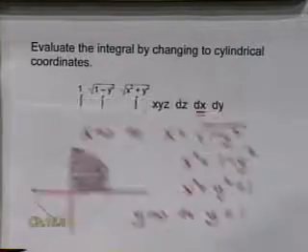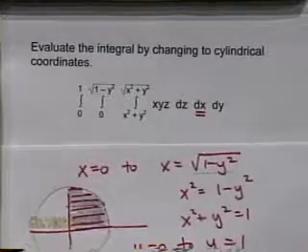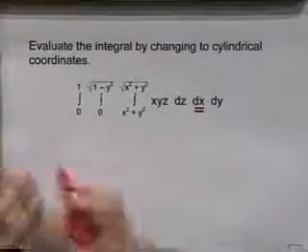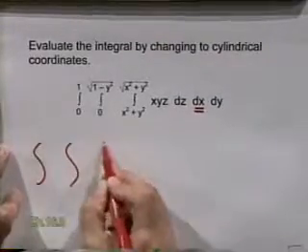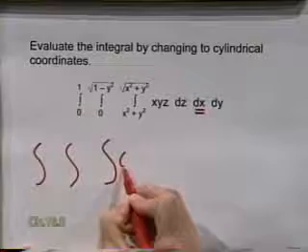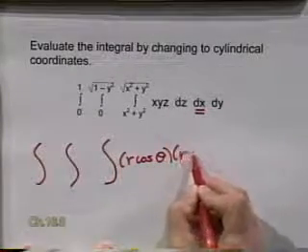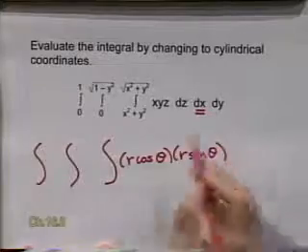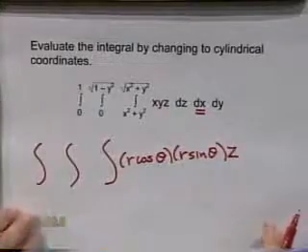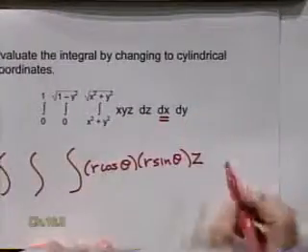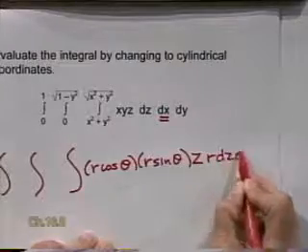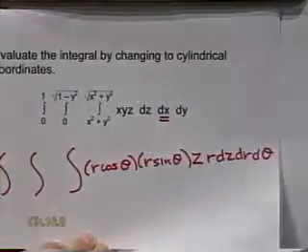Okay, now we're ready to change our integration. So let's do it, and we'll bring these pictures out as we need them. It's going to be a triple integral. Where I see x, I put r cosine theta. Where I see y, I put r sine theta. Where I see z, I leave it as z. For dV, I use r dz dr d theta.